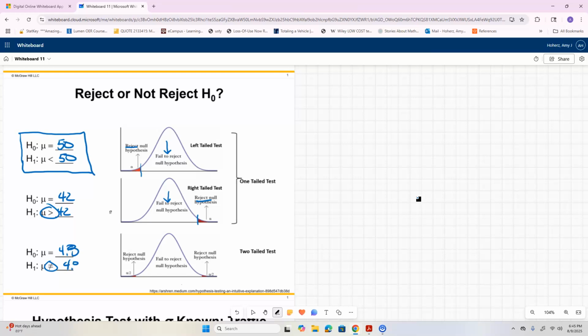Not equal to 4.8. Then when we do our critical values here, if we're below the negative critical value, we reject. If we're above that positive critical value, we would also reject. And if we're in between them, we would fail to reject. So with the two-tailed, you would reject if you're down in the lower or the upper. And that's a two-tail.